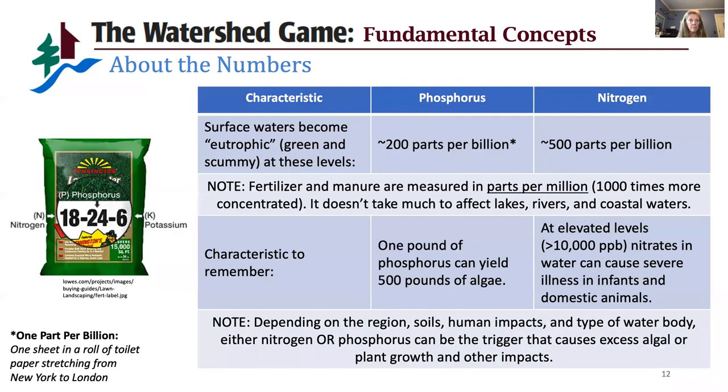Important things to know. So a little bit more about the numbers. When we talk about lakes, for example, we talk about how productive they are, in the sense that the more nutrients coming in, the more they can grow in terms of plant matter, which then supports more aquatic insects, invertebrates, and fish. And also how green and scummy the lakes are. So a eutrophic lake is one that's very highly productive and has the potential to have a lot of green, scummy algal blooms. For phosphorus, the amount that causes a lake to be classified as eutrophic is about 200 parts per billion. So that's not much. I mean, it's like one sheet in a roll of toilet paper that goes from New York to London. It's not much. For nitrogen, it's about 500 parts per billion.